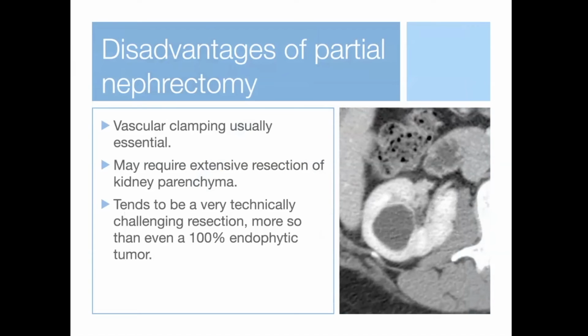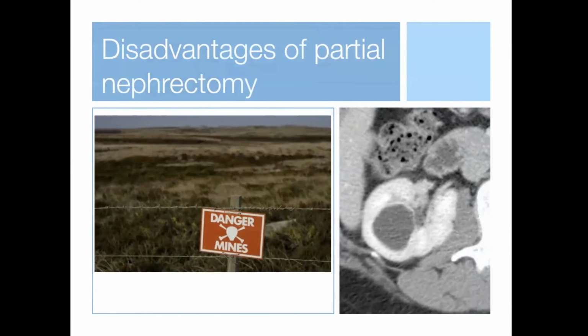Vascular clamping is generally necessary if you're going to do a partial nephrectomy. These are rather difficult partial nephrectomies because they generally require extensive resection of kidney parenchyma. These are generally deep endophytic lesions. And this can make this a more challenging partial nephrectomy on your learning curve if you are not facile already with doing endophytic renal tumors. So there is some danger in that strategy.